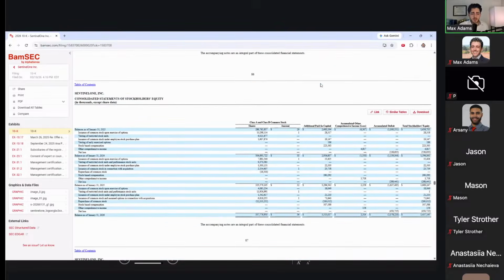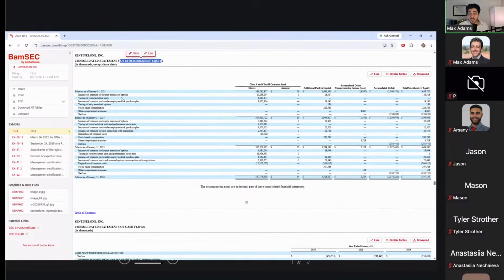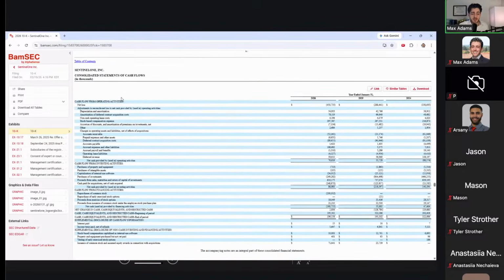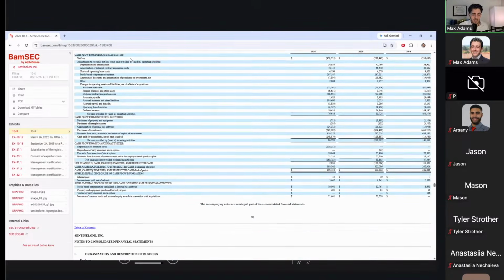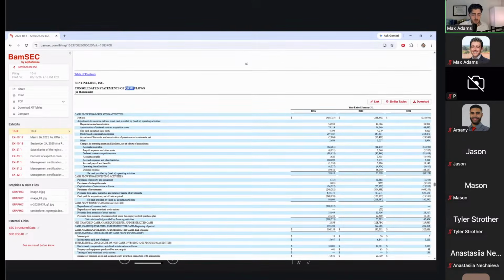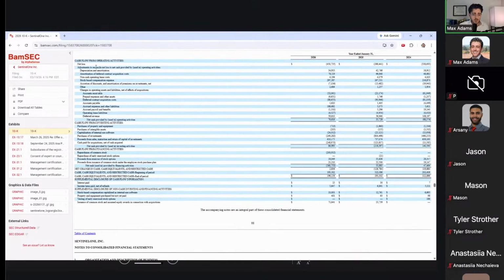And then the third one here is the stockholders' equity. We don't really talk about this statement very often, but it is a financial statement. And then the fourth one that they've got here is the cash flow statement. This is the one that we also really care about. And as you can see, this one's actually quite detailed. They've got a lot of different breakdowns of the different net working capital items and the cash flow items and things like that.